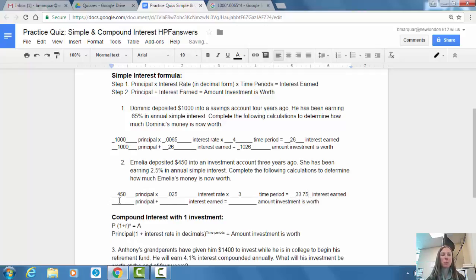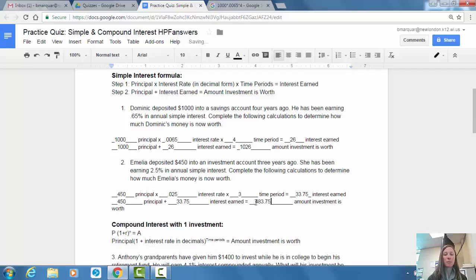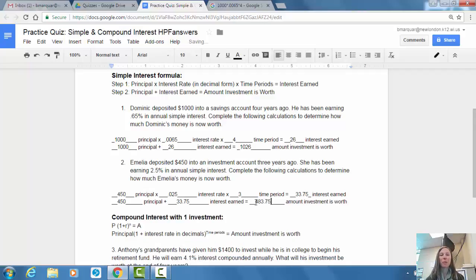So my principal was less than half of my last one, $450. But I earned more interest, $33.75, because the interest rate is so much higher than the last one, even though it's for 3 years, which is less time. So that gives me $483.75. Okay, so simple interest is pretty easy to figure out.